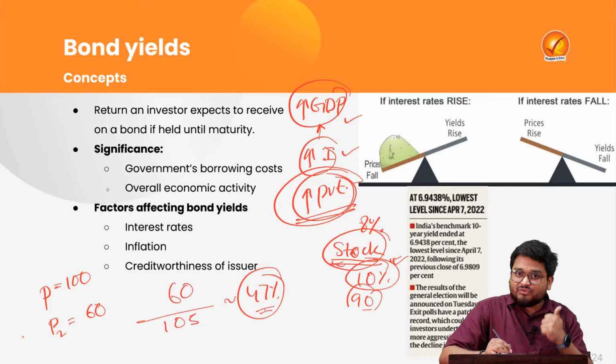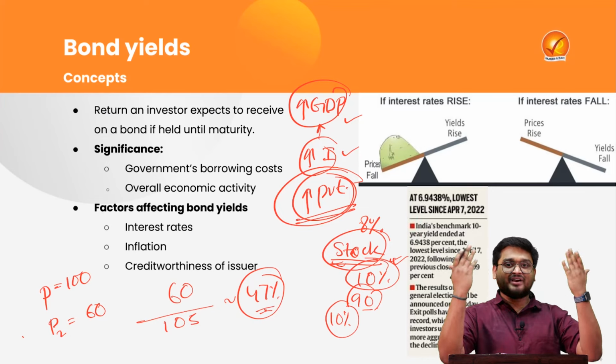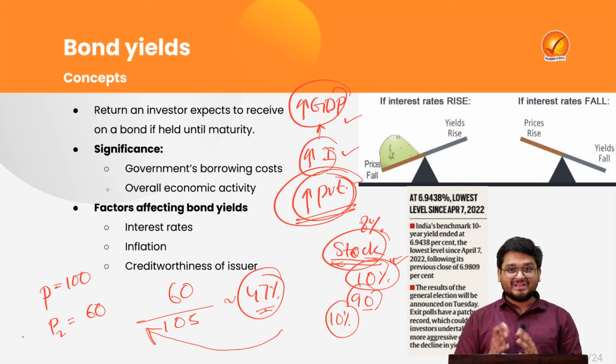Now, compare this 47% to the 10% of the private sector shares. Now, obviously, people will be going crazy, and again, people will be investing in government bonds. Right now, why are people investing in government bonds?